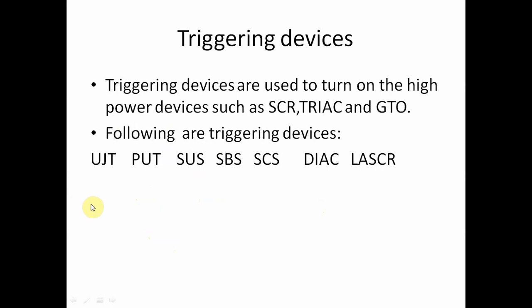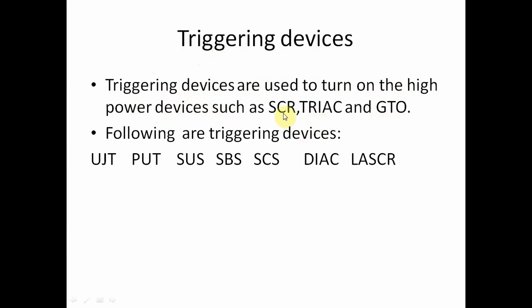Now we already studied the power controlled devices. There are three power controlled devices: SCR, TRIAC and GTO. Now we will study the triggering devices. Triggering is nothing but turning on the power controlled devices. The actual meaning of triggering is to turn on. Triggering devices are used to turn on the high power control devices such as SCR, TRIAC and GTO.